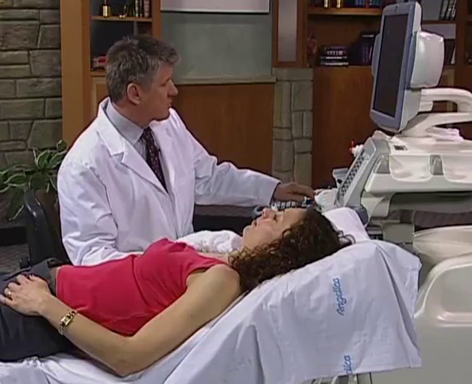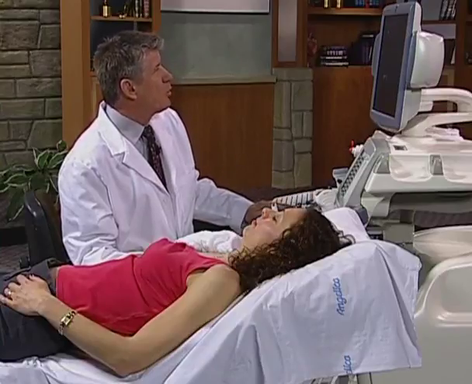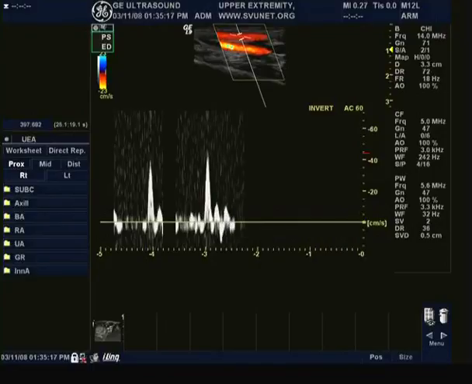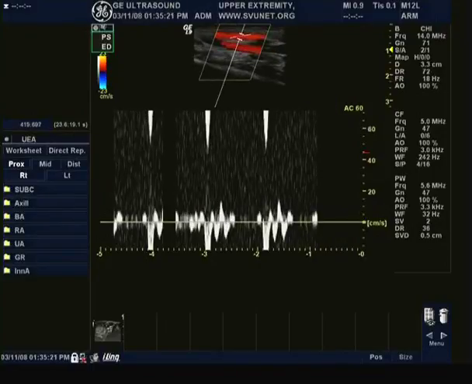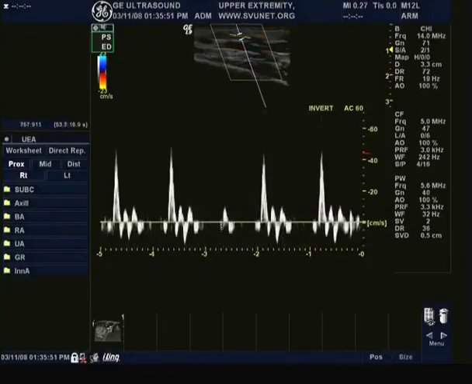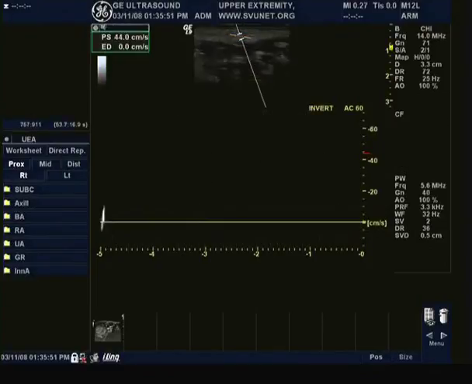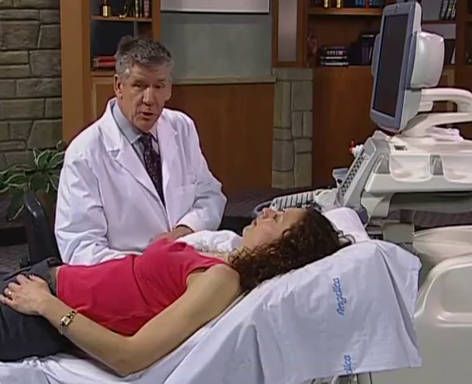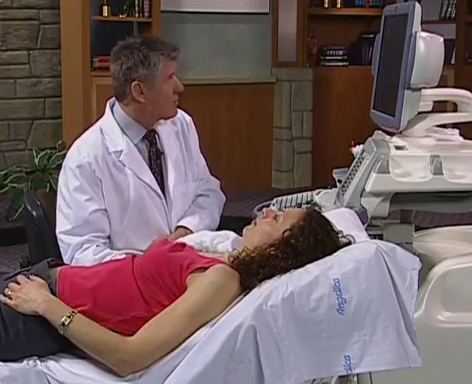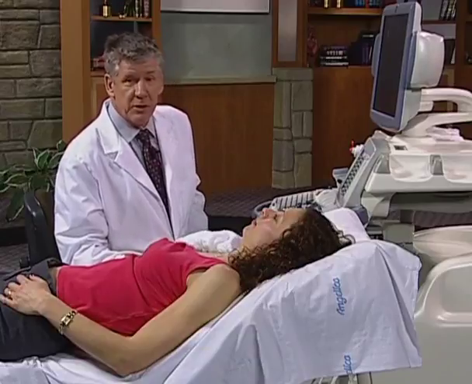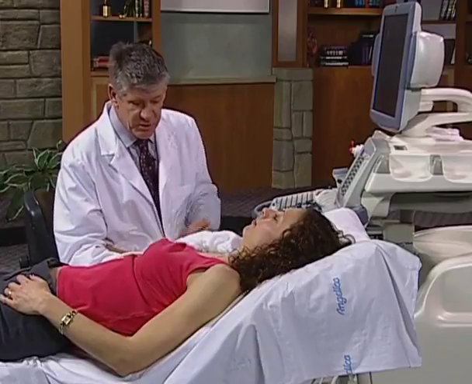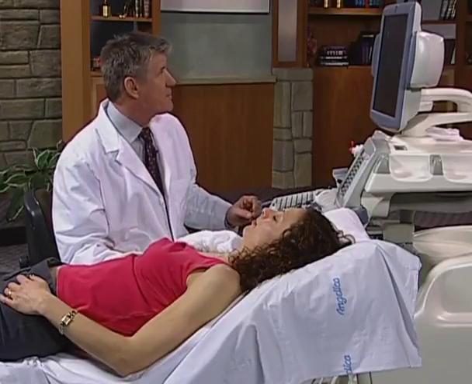So let's confirm this with a spectral Doppler at the origin of the radial. All right, so we'll follow this down. Also on the report, I would make note that this is a high origin of the radial artery, and give the physician some idea of how many centimeters it is from the axilla.